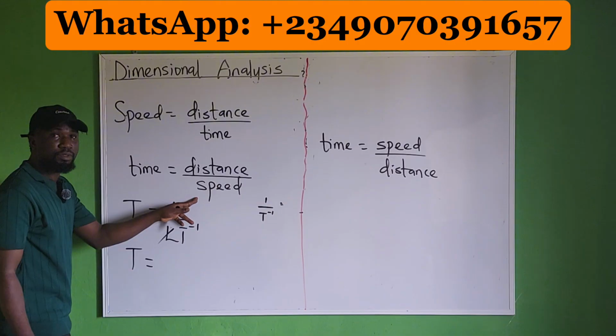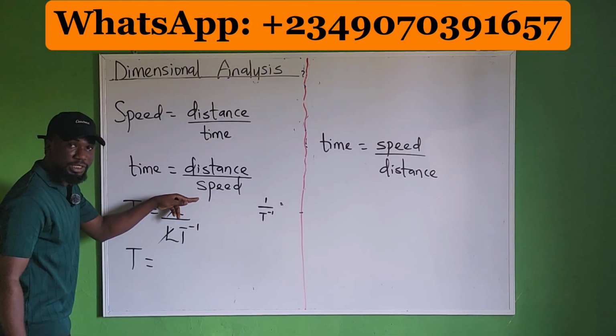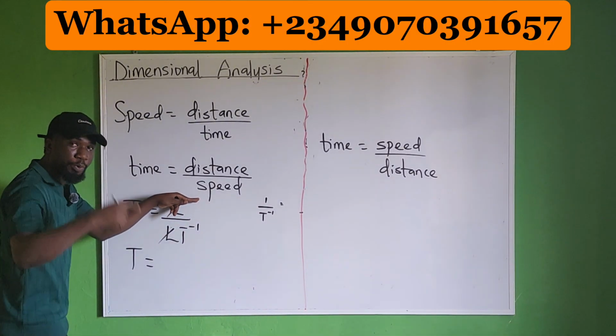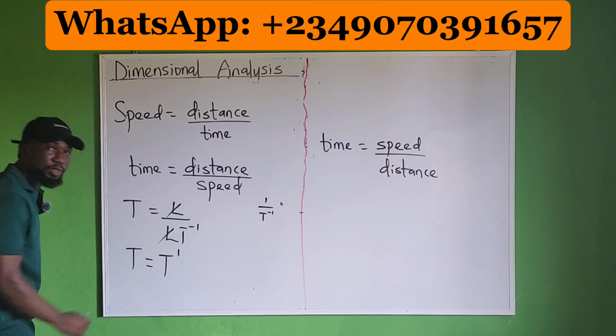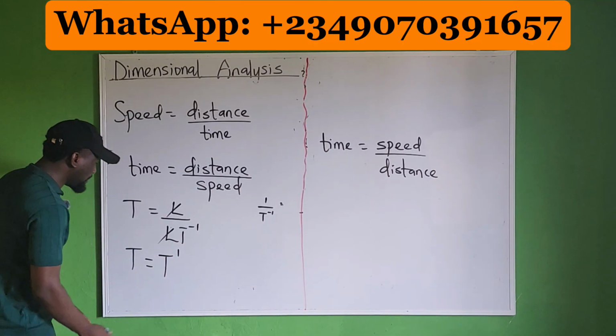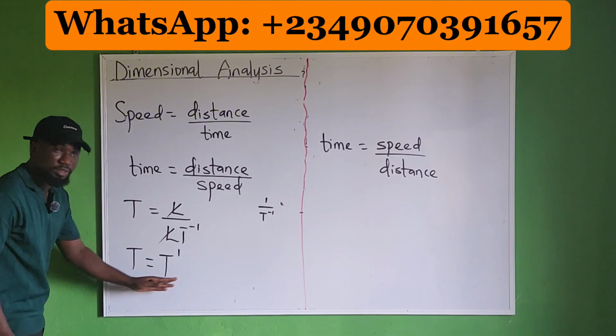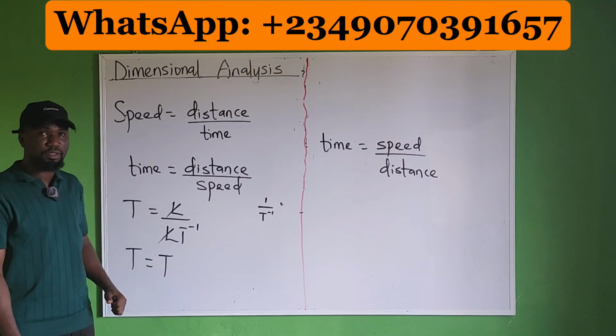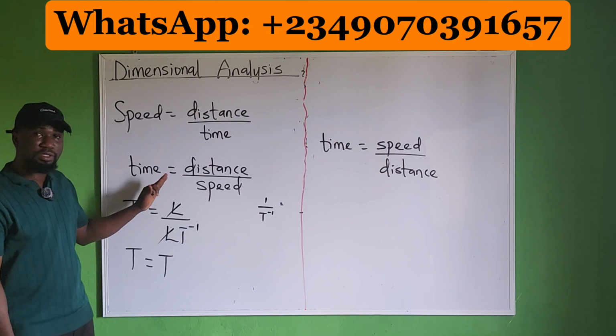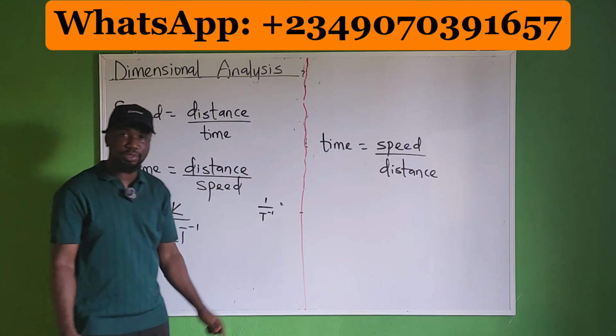So we have T now to be equal to, if this T raised to minus 1 comes up, the sign will change. We're going to have positive 1. So that's T raised to 1. So what does that mean? That means that left hand side is equal to right hand side. So T is equal to T. Alright, so this equation is actually correct.